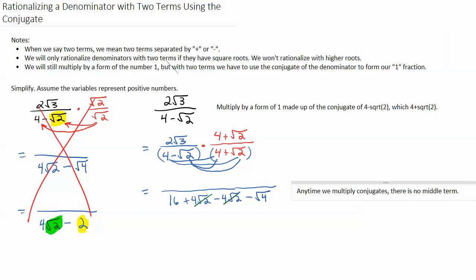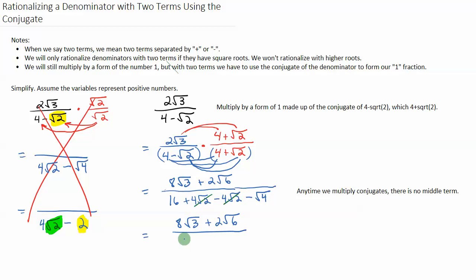Alright, so we'll work on the bottom some more later. Let's work on the top now. So I need to take 2 square roots of 3 and multiply it by 4 plus the square root of 2. And since there's a plus here, I have to distribute my 2 square root of 3. So 2 square root 3 times 4 is 8 square root 3. And 2 square root 3 times square root 2 is positive 2 square roots of 6. I can't simplify the square root of 3 times the square root of 6; I can't split those radicals, so I leave the top alone, and I've got 8 square root of 3 plus 2 square root of 6 on top.